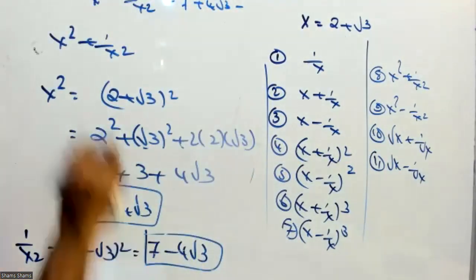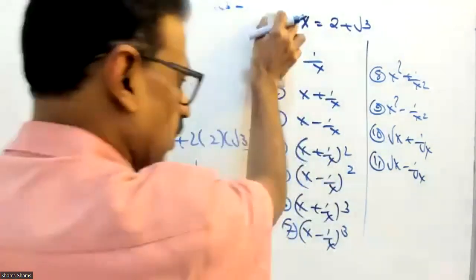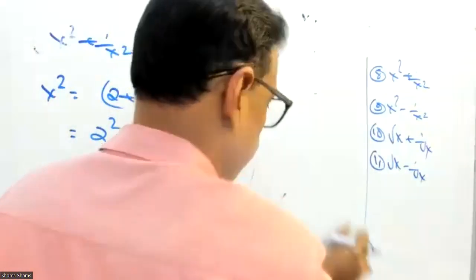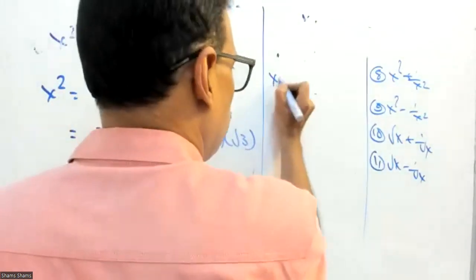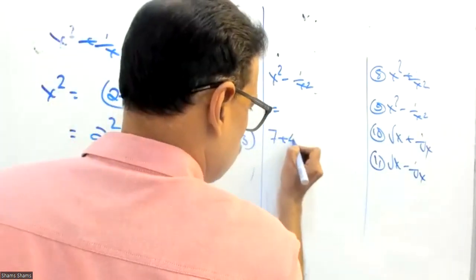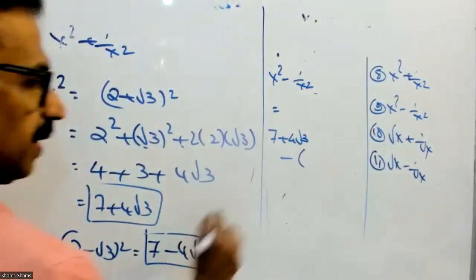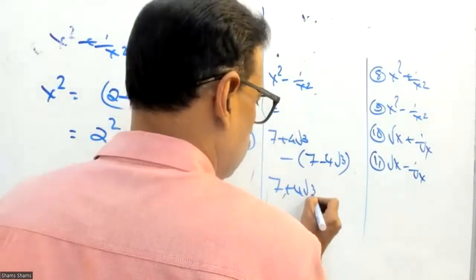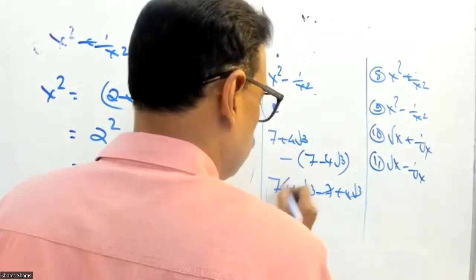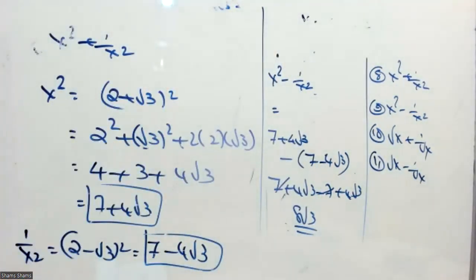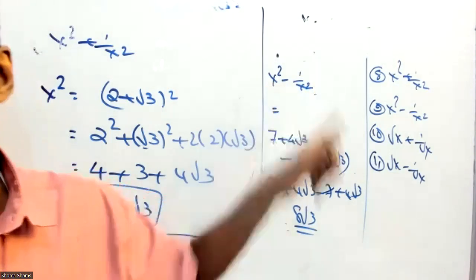We don't want this, this column is finished, right? I'm doing the 9th one now. x square minus 1 by x square. For x square we got 7 plus 4 root 3, minus 1 by x square, 7 minus 4 root 3. Open it: 7 plus 4 root 3 minus 7 plus 4 root 3, that is 8 root 3. You already have x square and 1 by x square, right? x square minus 1 by x.